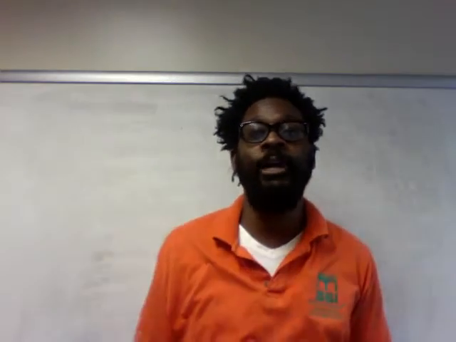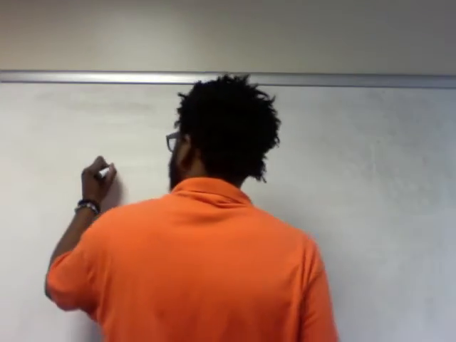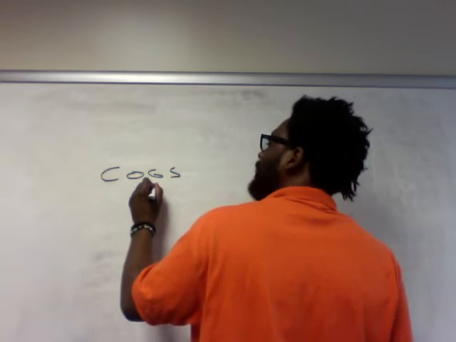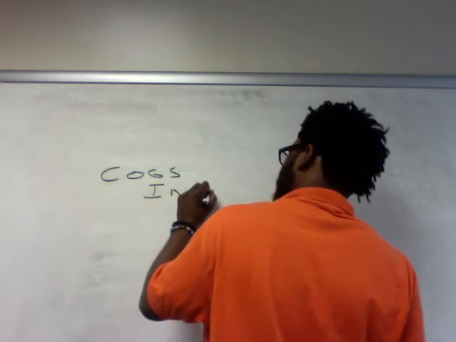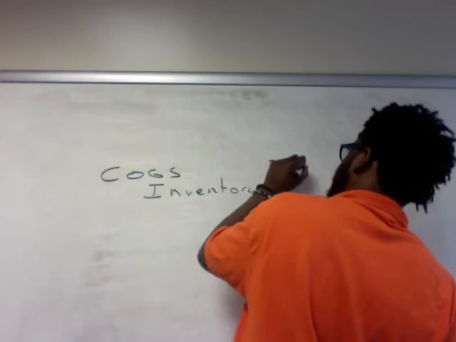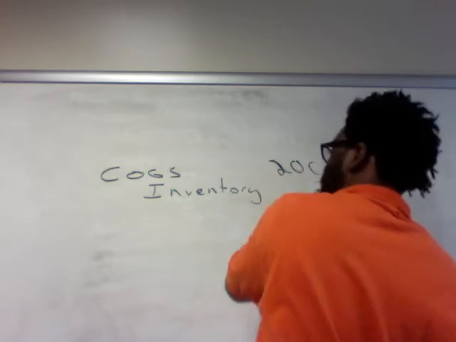So what should we do to our inventory? Lower it. So how are we going to lower inventory? Easy. We're going to debit cost of goods sold, and we're going to credit what? Inventory, for the $200. Right? For the $200.